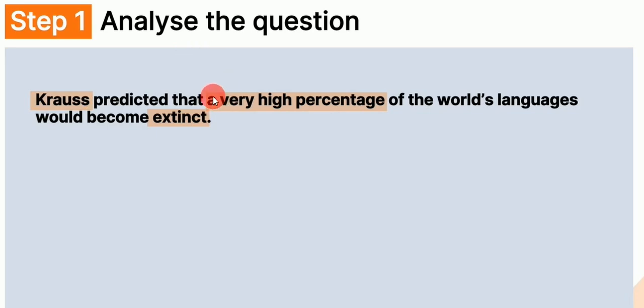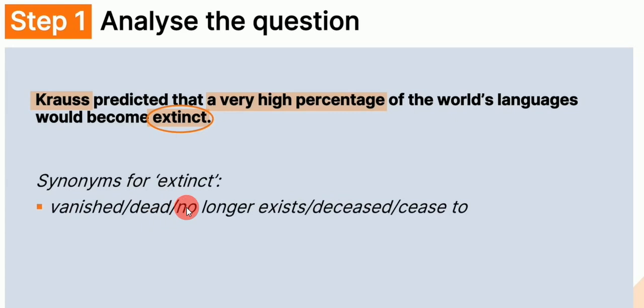Also, you can see that you are looking for a very high percentage, and this quantity or number could be checked in the reading. You can also scan for the word extinct or a synonym. Can you think of a synonym for the word extinct? Vanished, dead, no longer exists, deceased, or cease to are some possible synonyms.